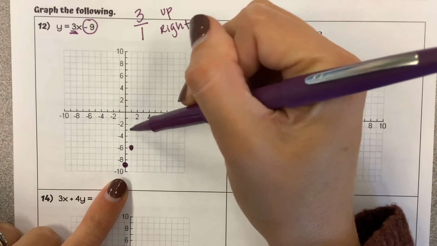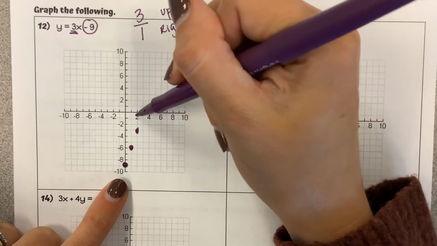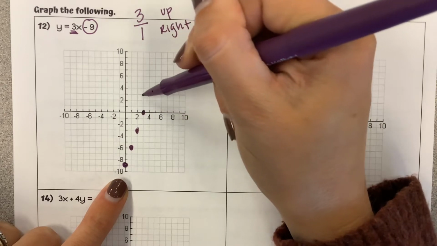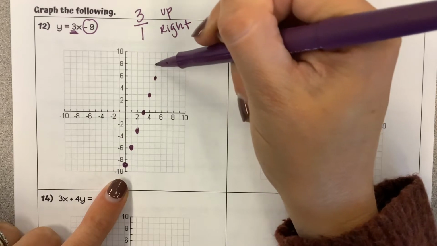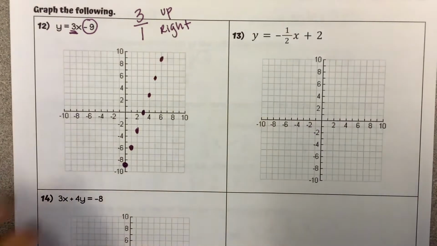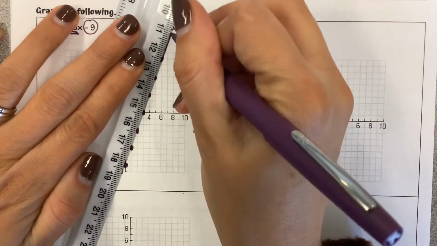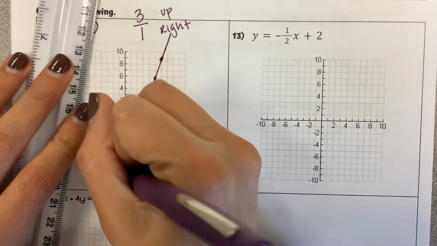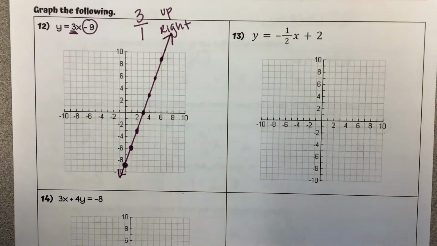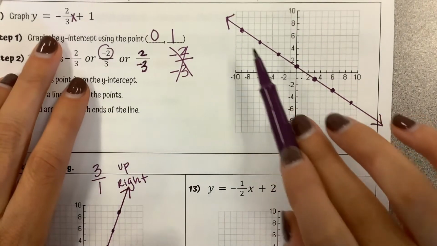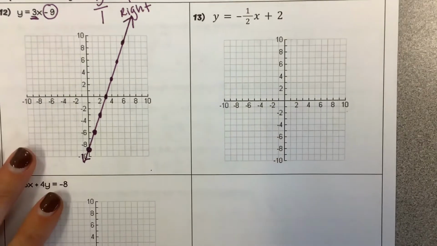Up 1, 2, 3, to the right 1. And I'm going to keep going, up 3, over 1, up 3, over 1, up 3, over 1. And as I'm graphing this, it should form a straight line. And it's positive, right? This was a negative slope, it's going down as we go to the right. This was a positive slope, it's going up as we go to the right.